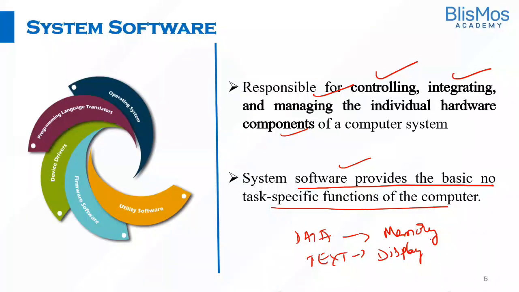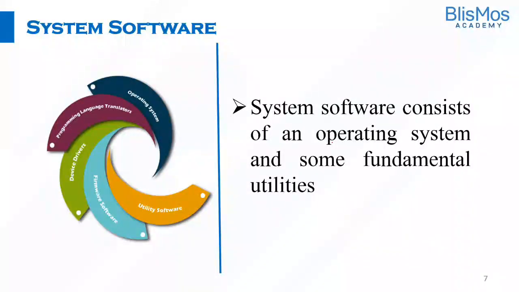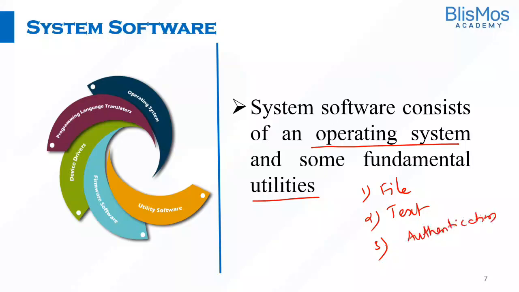In order to ensure this, the system software will tackle all these low-level details like transferring data to memory and rendering the text to display. All these things are taken care of by a system software. System software majorly consists of an operating system and some fundamental utilities like file managers, text editors, user authentication, and different tools to manage the different aspects of the system.